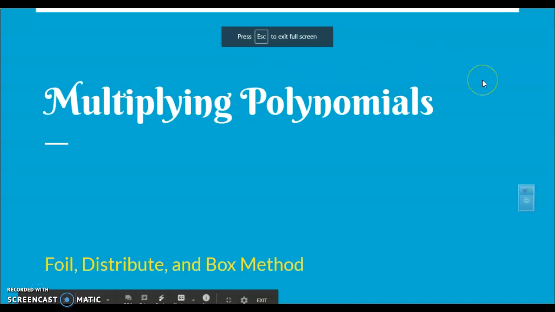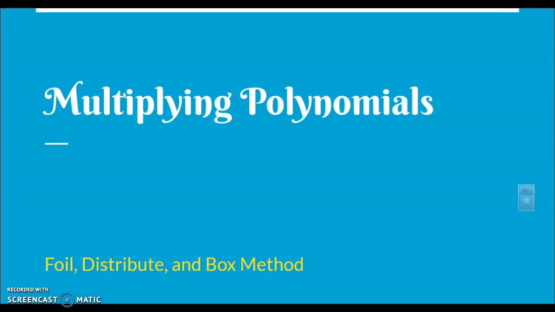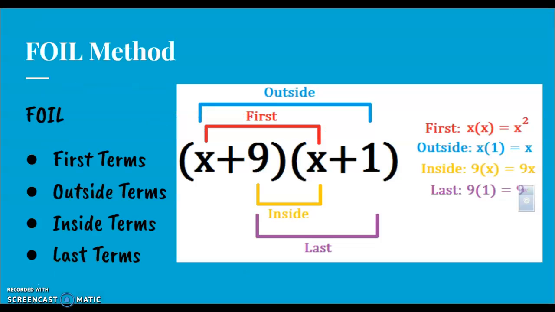Alright, today we'll be multiplying polynomials. I will discuss three methods: the FOIL method, distributive method, and the box method. So first we have the FOIL method. FOIL stands for first, outside, inside, and last.